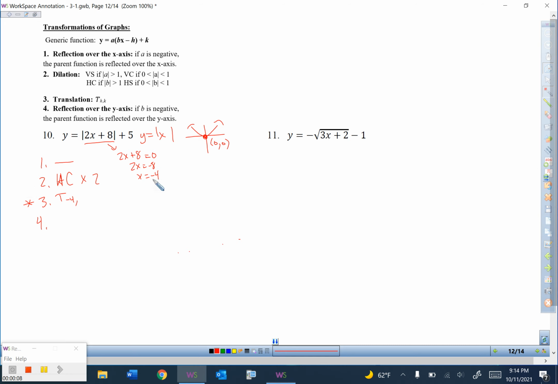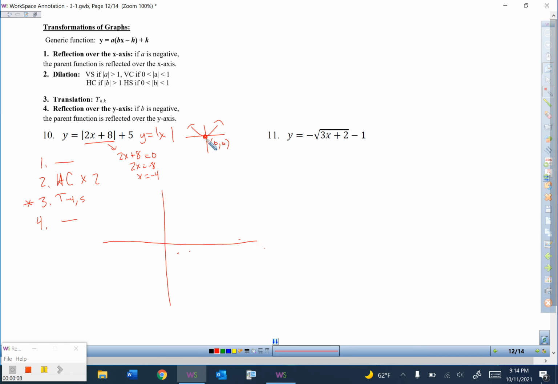Alright, well, if that makes this go to 0, then 0 plus 5 is still 5. You don't have to worry about the y value. Okay, notice, just to show you again, 2 times -4 is -8. -8 plus 8 is 0. That's gone. Then you're plus 5. And then we don't have a reflection over the y-axis. Let's sketch this one.